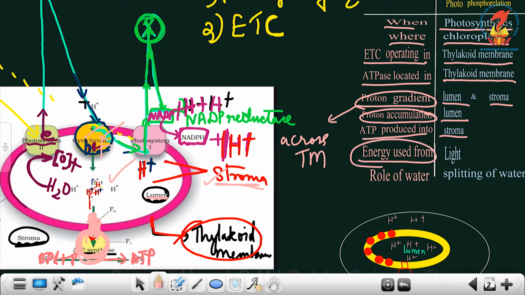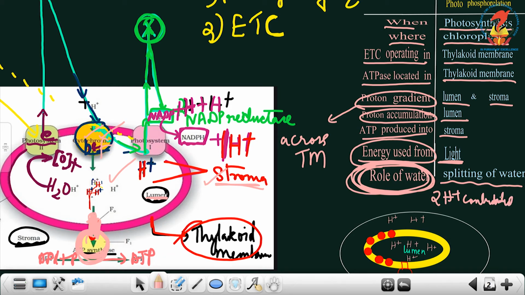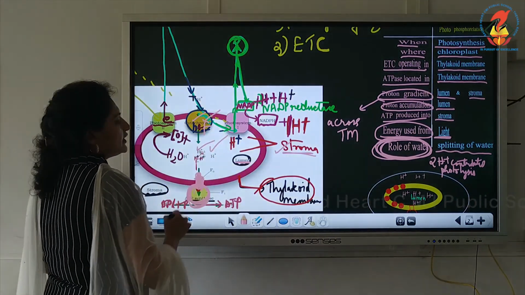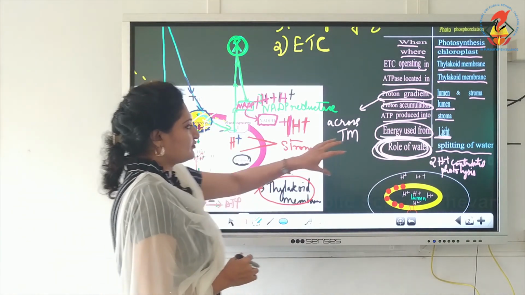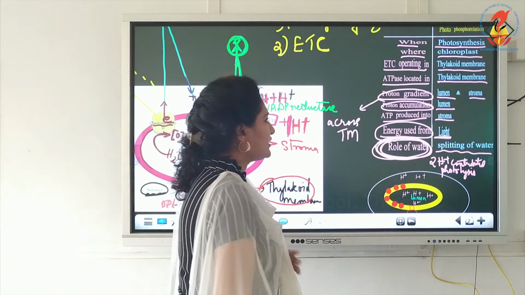Lastly, energy is used by photo, meaning light, and the role of water. Now you can understand the last property, the role of water. By splitting of water, two hydrogens are contributed. So the role of water is very, very important, and that splitting of water is known as photolysis. Because of photolysis, two hydrogens were contributed into the lumen, and therefore a proton gradient was facilitated. So very, very important, the role of water, photolysis of water.